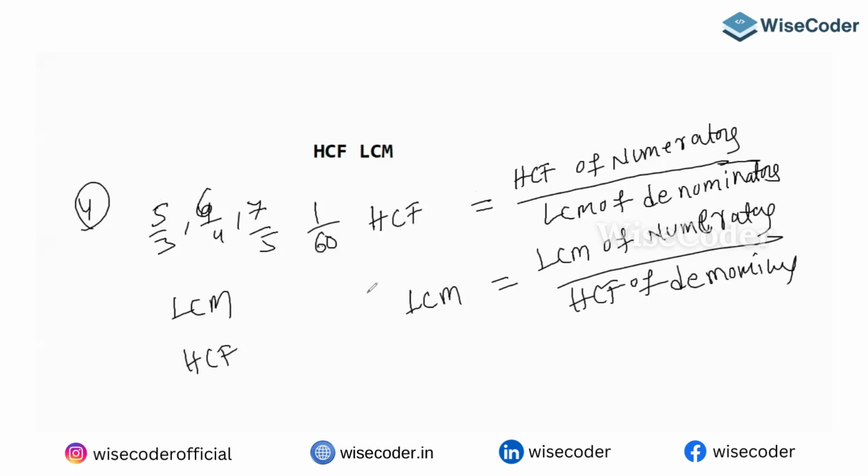If you want the LCM of the numerators, the numerators 5, 6, 7 give 30, and 30 into 7 is 210. Yes or no? Are you getting my point? Then 210 divided by the HCF of the denominators, which is going to be 1, so the answer is 210. So this is how we can end our LCM and HCF.